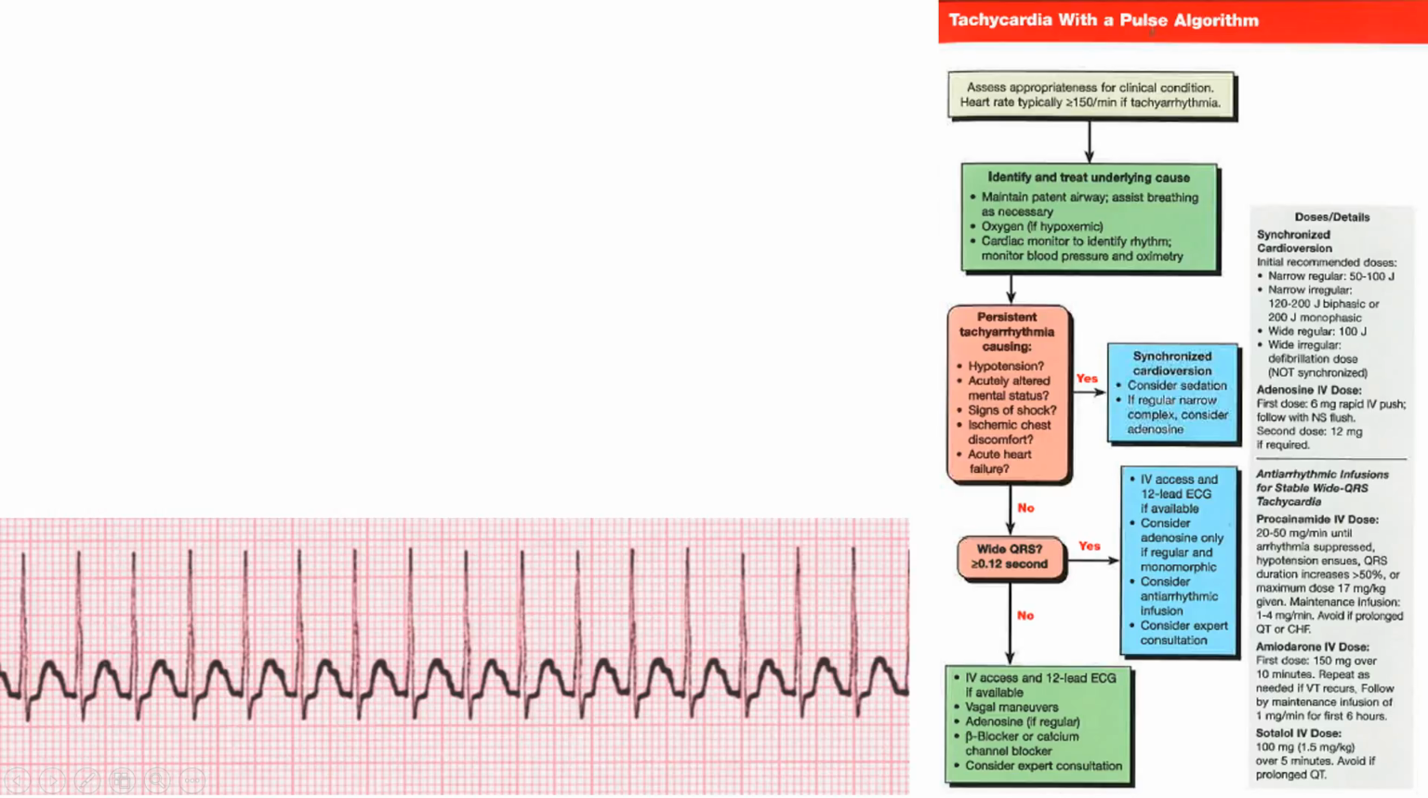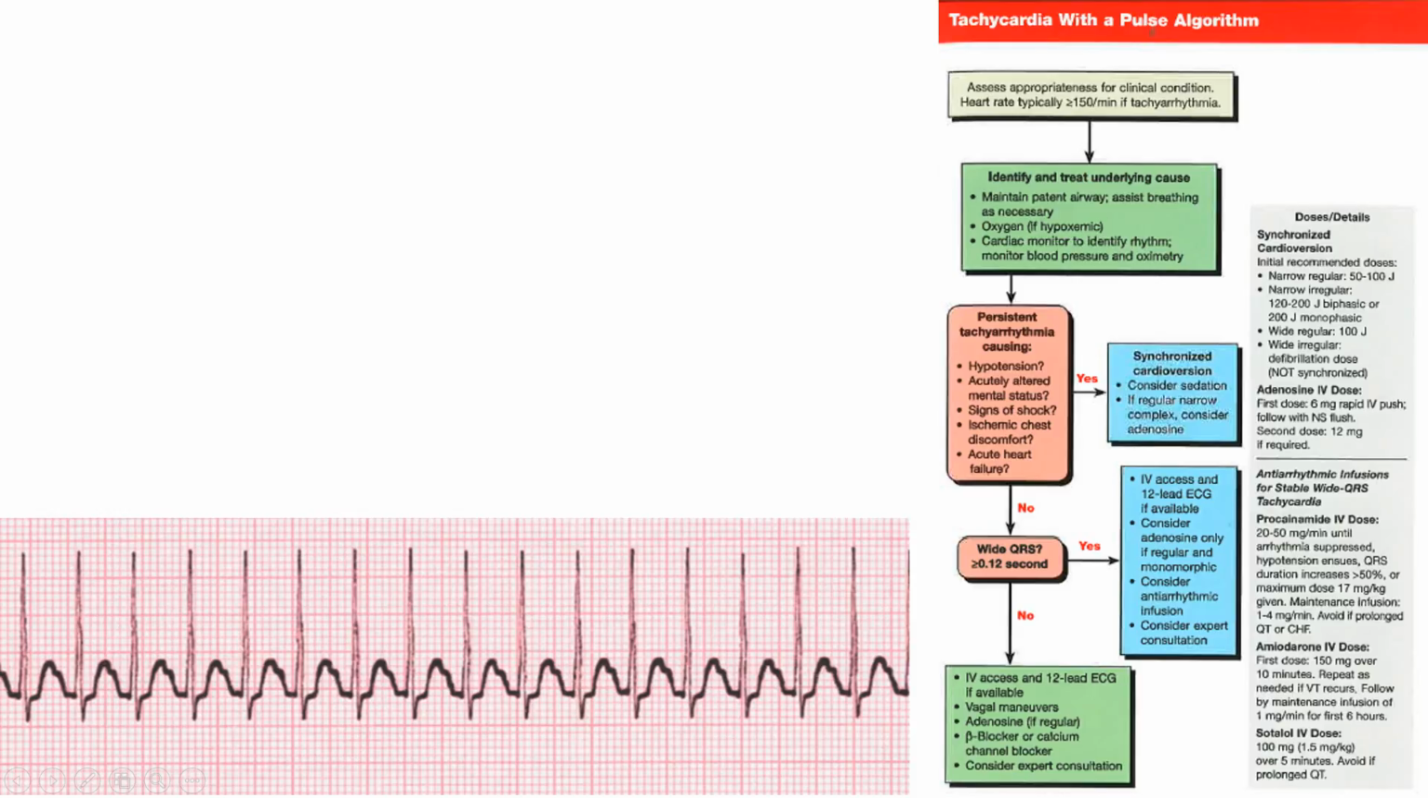Monomorphic, there's nothing weird. There's not like a tall one and a really short one and like a weird long one. They're all the same size, look, and everything like that. So in this case, you'd probably give adenosine. So if it says consider anti-arrhythmic infusion, so anti-arrhythmia drugs, I believe that would be an example like amiodarone. So you consider that, and you also want to consider expert consultation. So that's if you've got a wide QRS, apparently.